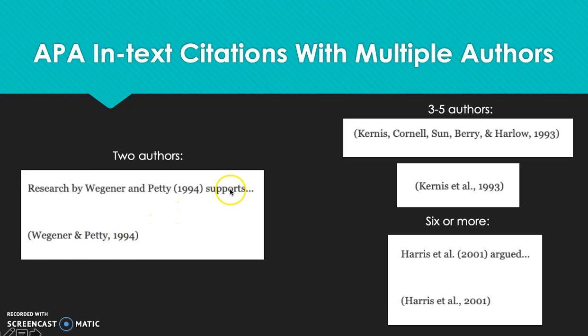A source with 3 to 5 authors should include all of the authors' names in the same fashion as a two-author citation the first time you cite the source, and then all subsequent citations should include only the last name of the first listed author, followed by et al. Et al. just means "and others" in Latin, which means you're including the first listed author and all the other authors too. For a source with 6 or more authors, you should only use the first author's name and then et al. in both the parenthetical citation and any signal phrase you use for any citation in the paper.